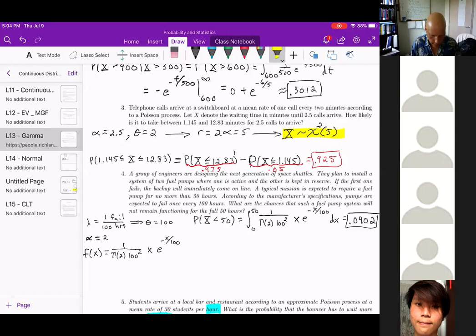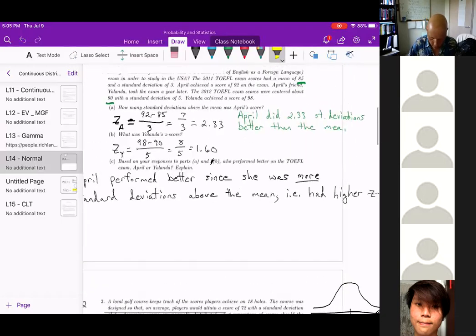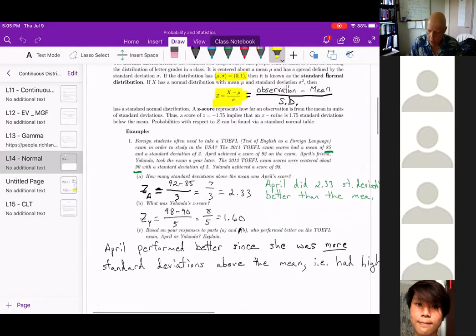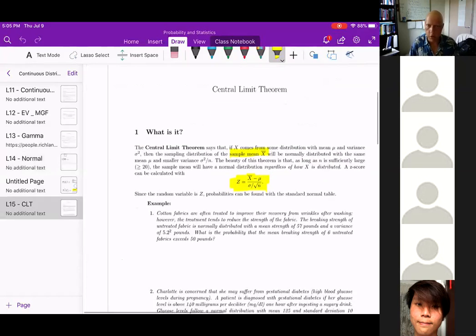We had finished the normal distribution last class. We went through all of the example problems here. And so remember, if x is normally distributed, you could convert your x into a z-score and find a probability with respect to that z-score. And where we ended last class was just an introduction to something called the Central Limit Theorem. And the Central Limit Theorem provides a means of converting a mean, a sample mean, into a z-score.